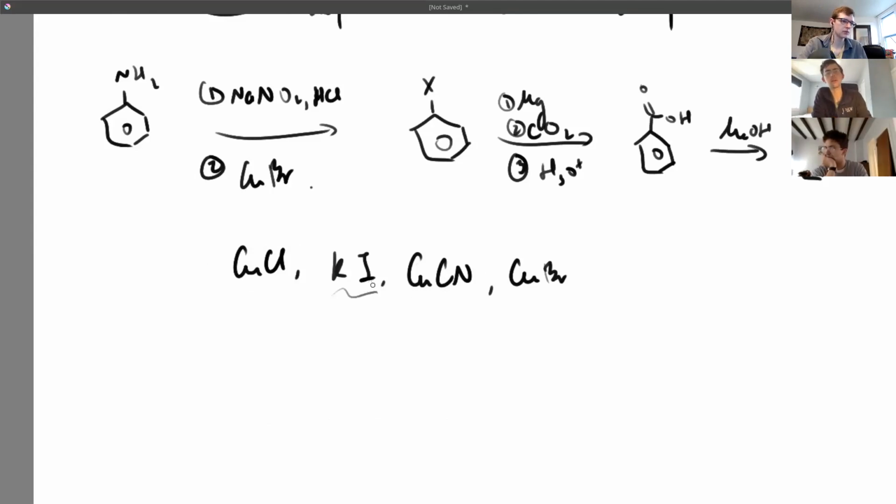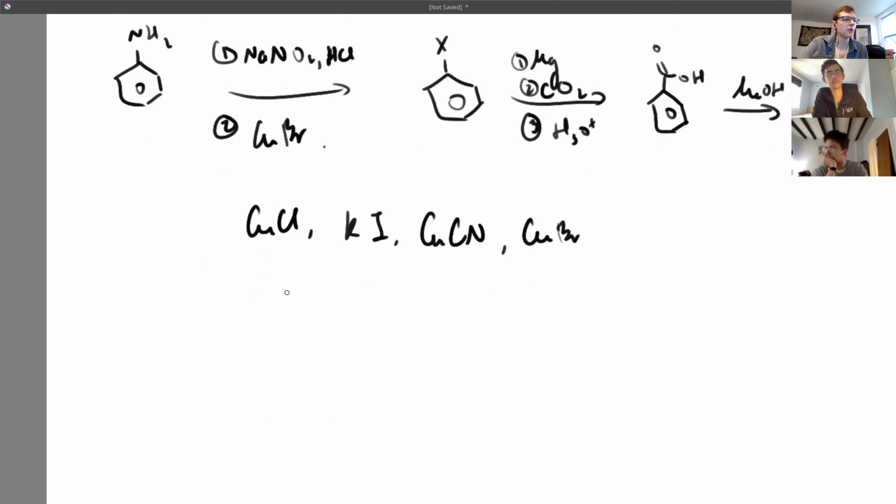Chlorine needs heat? No, fluorine. So that one is the HBF4, right? HBF4, and then you have to have heat to add the fluorine to the aromatic ring. And this is the only way to add fluorines to aromatic rings, I think. So this one's kind of useful. And if you ever see a fluorine on a ring, you probably know this has to be it.